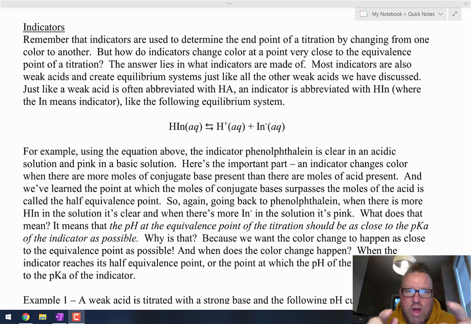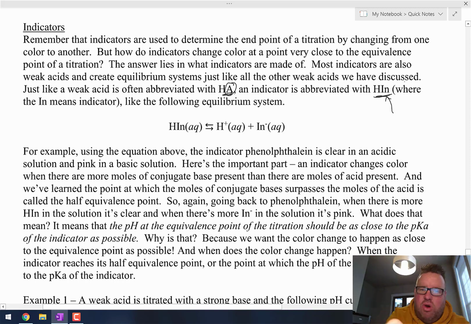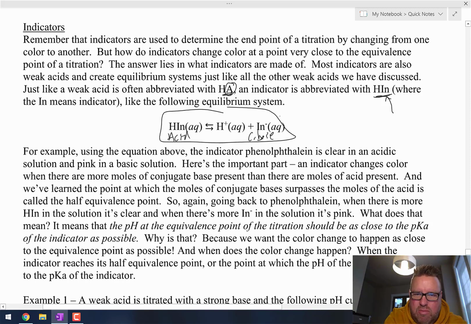But how do indicators change color at a point very close to the equivalence point of a titration? The answer lies in what an indicator is. An indicator is also, like most titrations, a weak acid. And just like with a weak acid, we abbreviate a weak acid by writing HA, where the A stands for acid. You can abbreviate an indicator by writing HIn, where the In stands for indicator. And so an indicator, like a weak acid titration, also contains an acid and a conjugate base.